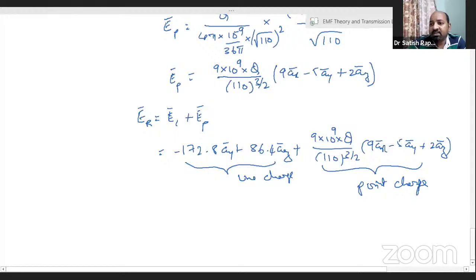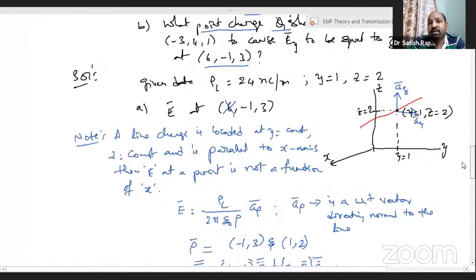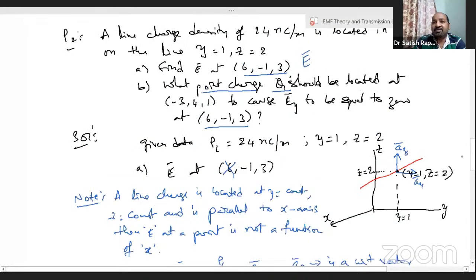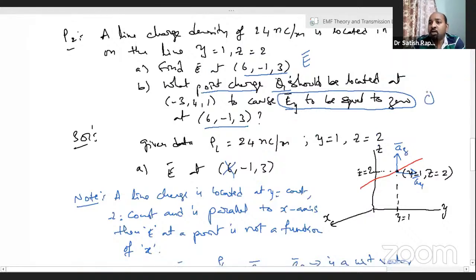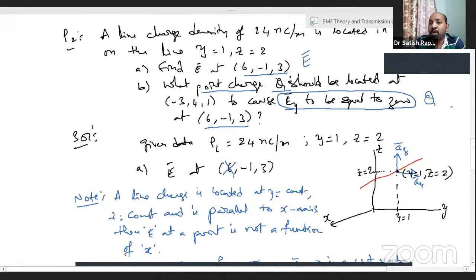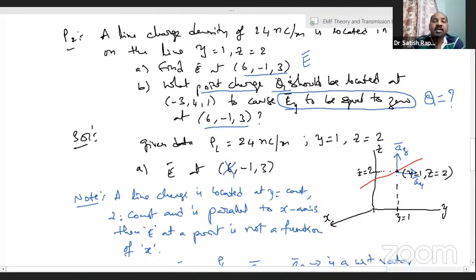So what is he asking? He's asking to determine electric field such that Ey is equal to 0, right? What point charge do we need to determine? What point charge is to be located at a point to cause Ey to be equal to 0?